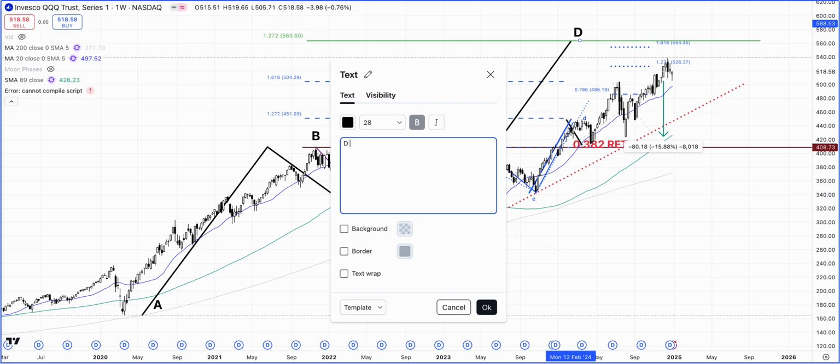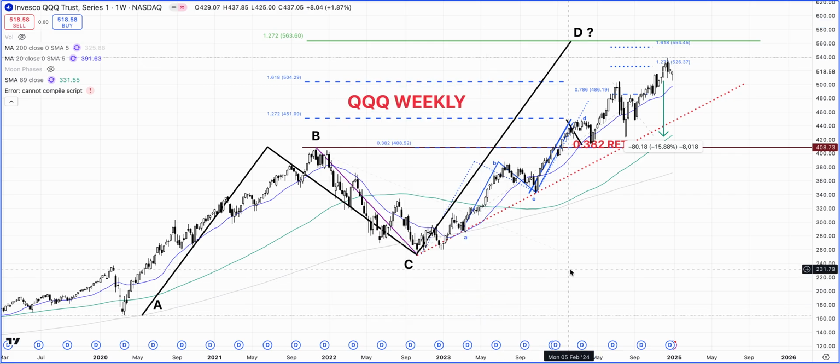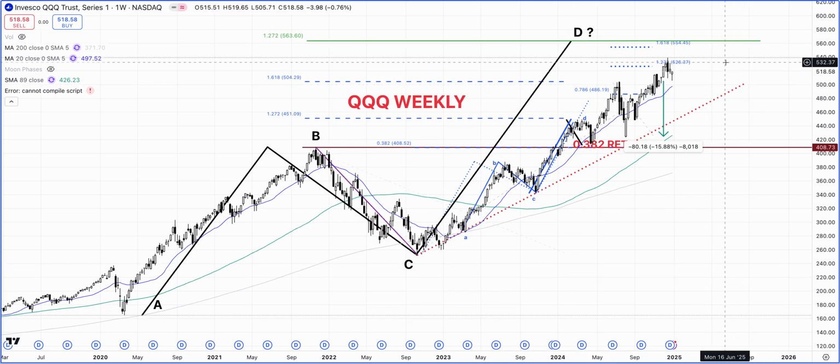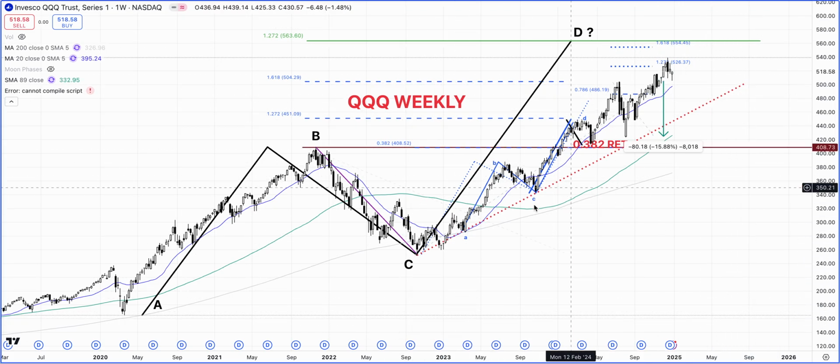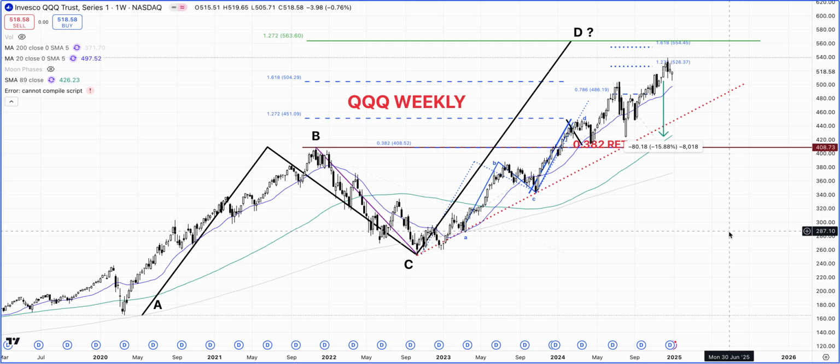So here we go. I'm gonna put a question mark. So that is one possibility. So 555 to 565 is the kind of really key level to watch to the upside. And just a reminder, look at this nice trend line still intact, right?